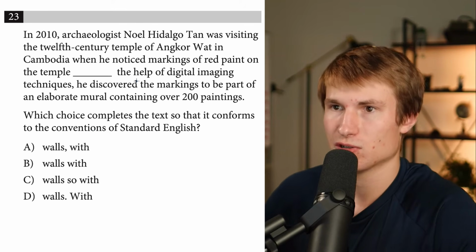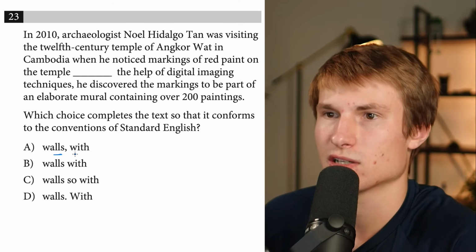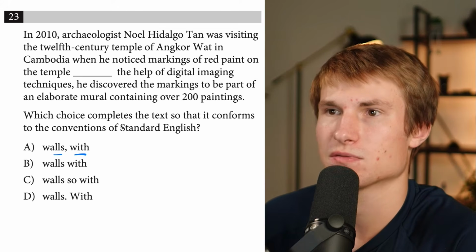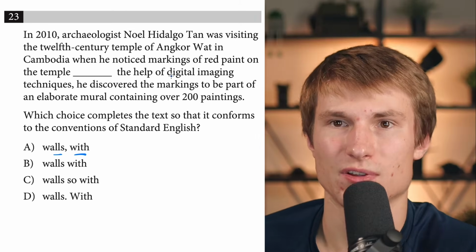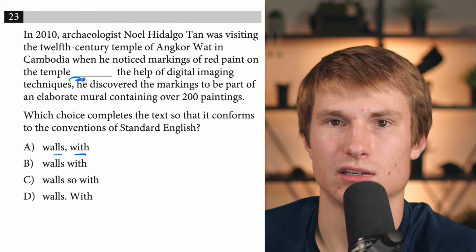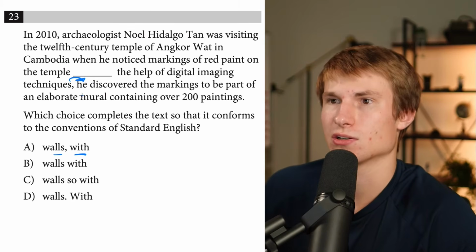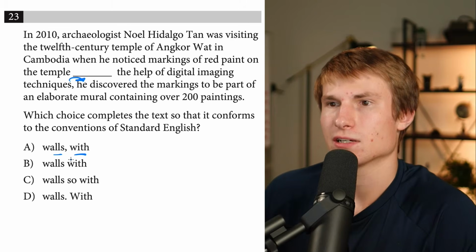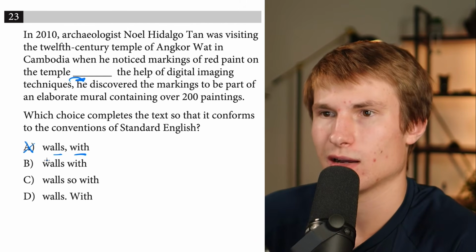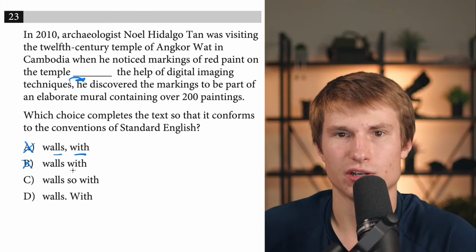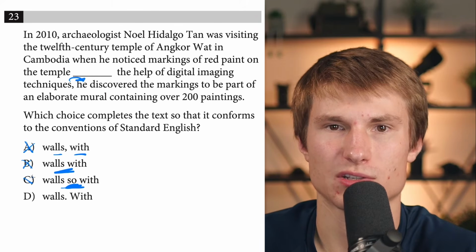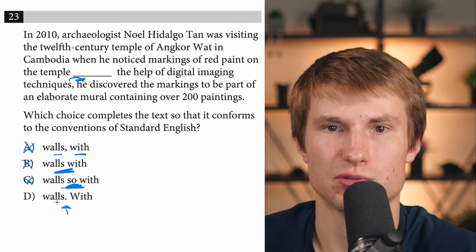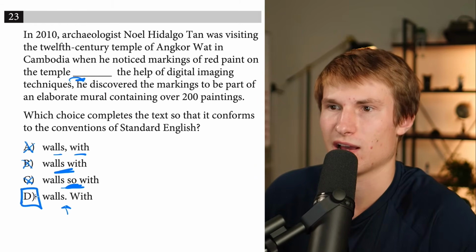So we have two independent clauses. The first one ends at walls, the second one starts with, and we also have to keep in mind that with is not an independent clause on its own. It's an introductory dependent clause. With the help of digital imaging techniques, he. So it's an introductory dependent clause that is ultimately describing he. If we take a look at our options, we can't connect with just a comma because we have two independent clauses. We need some punctuation. We can't connect two independent clauses with nothing. So we've got to split this into two sentences since we have two independent clauses. So our answer would have to be answer choice D.